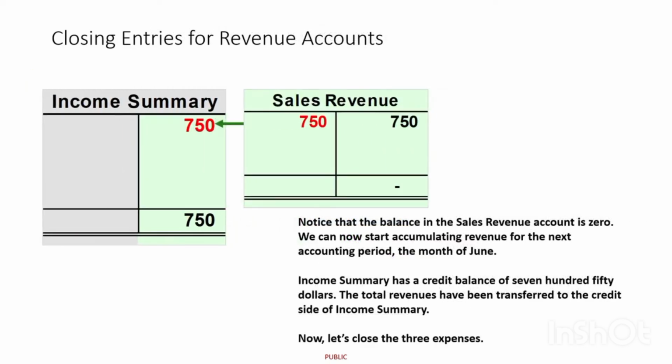The closing entry for revenue accounts: income summary 750, total is 750, and sales revenue again 750. Notice here that the balance in the sales revenue account is 0. Why? Because we can now start accumulating revenue for the next accounting period, the month of June. The income summary has a credit balance of $750 and the total revenue has been transferred to the credit side of income summary. Now let's close the three expenses.